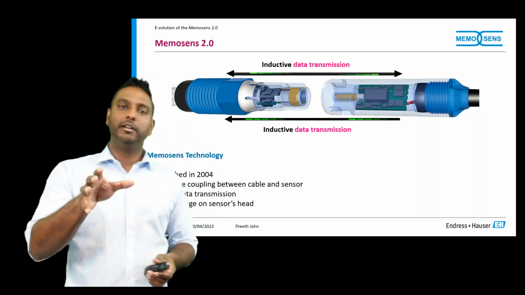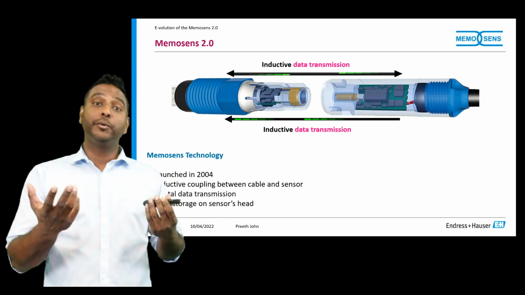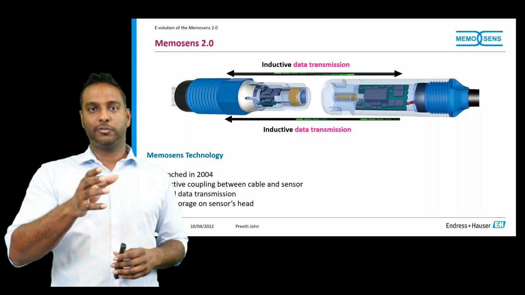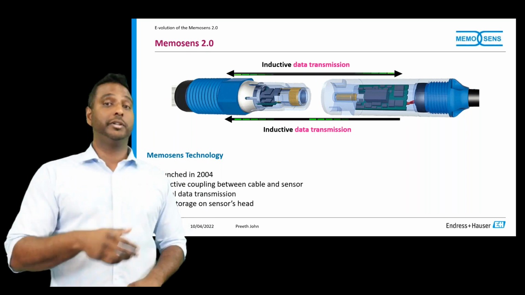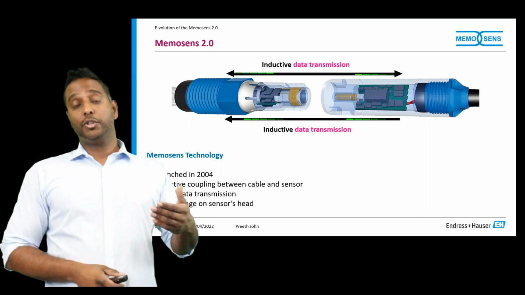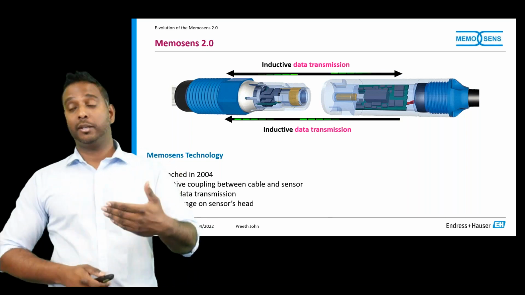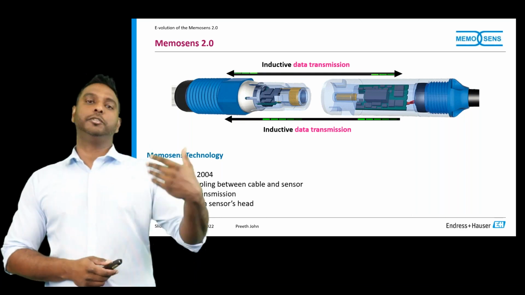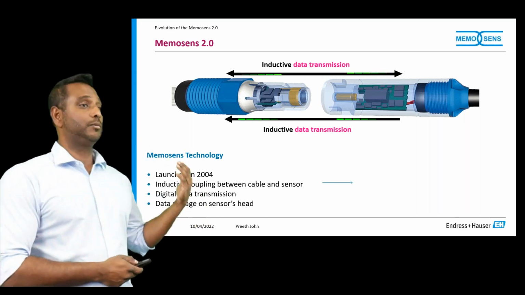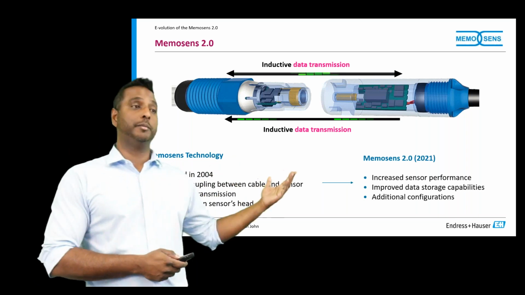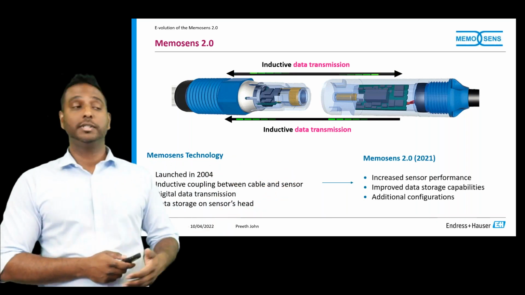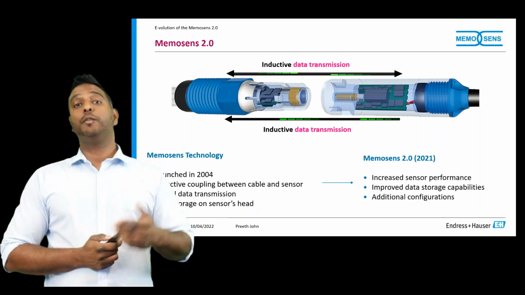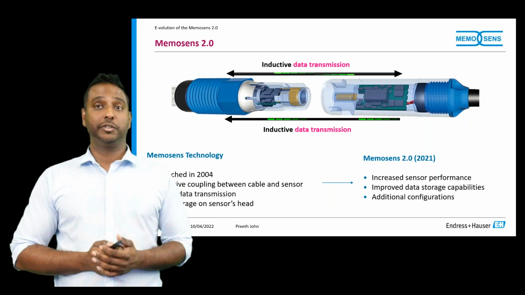Just like your iPhones, your Androids, generally you always have the one phone for about 2 to 3 years, and then after a while, the hardware on it and the software can only go so far. Before you know it, you have to start upgrading your phone. Once you upgrade your phone, you get new features and new abilities on that phone to be able to do more. So just like that, we are now getting more out of the Memosens 2.0. We're getting increased sensor performance, better data storage capabilities, but we're also able to add in additional configurations that are going to help you in your process.